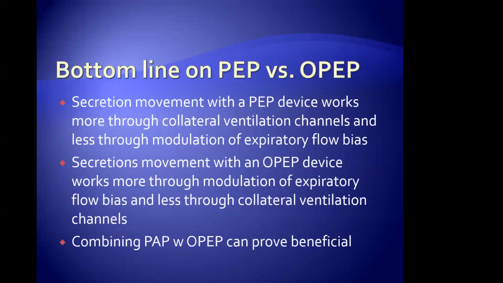So again, here's the bottom line, PEP versus OPEP. Secretion movement with a PEP device works through more collateral ventilation channels and less through modulation. We got that. Secretion movement with the OPEP device works more through modulation of expiratory flow bias and less through collateral ventilation channels. We get it. I'm ready to go. Now, how about this one?